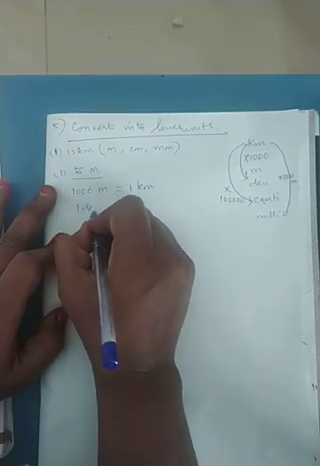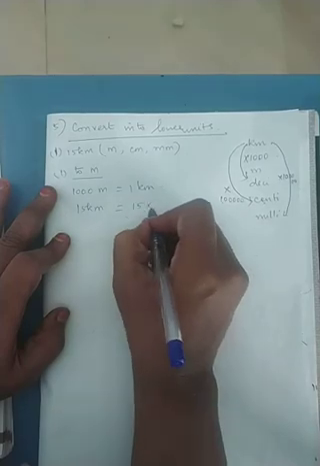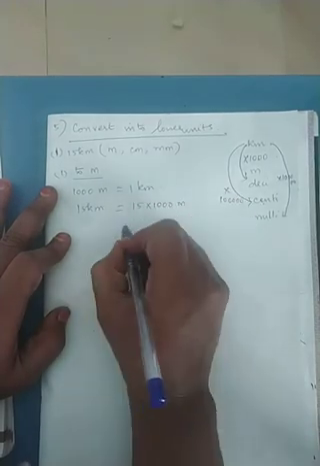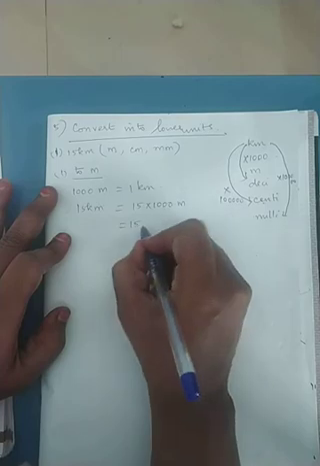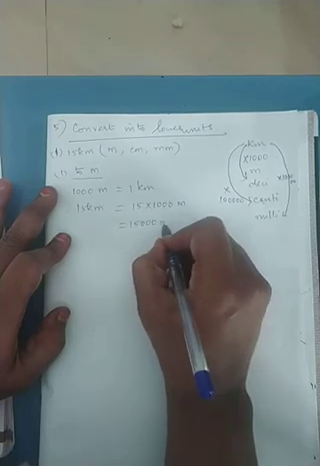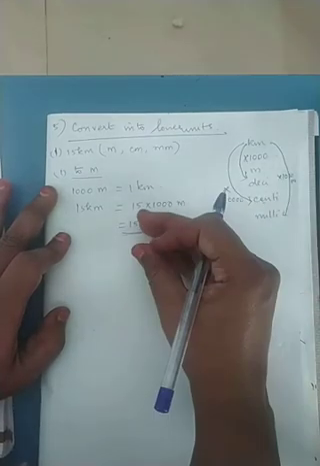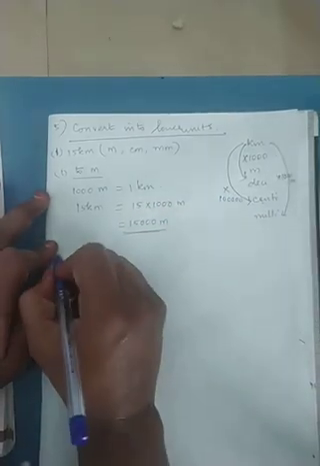Therefore 15 kilometer is equal to 15 into 1000 meter, or I can simply add, that is append, the zeros. Append means attaching the zeros as they are, appending the zeros.